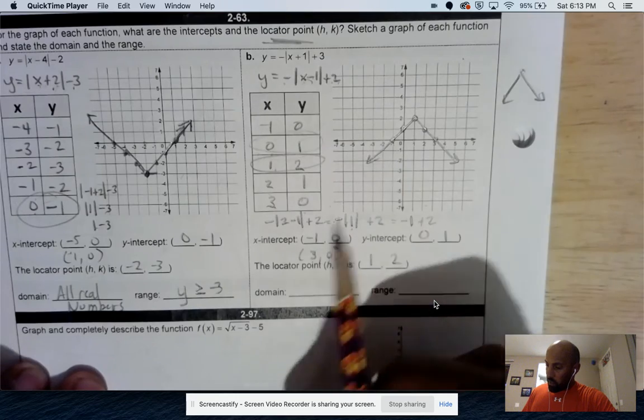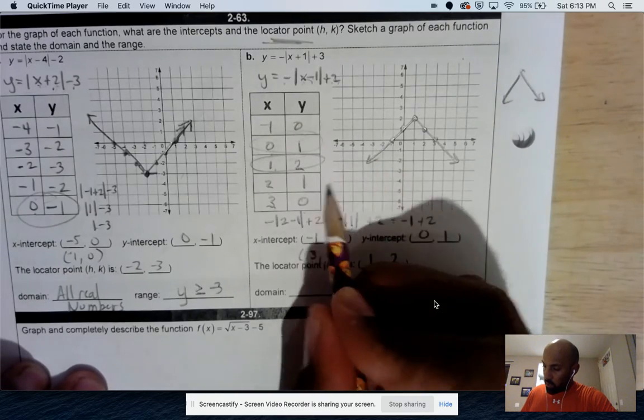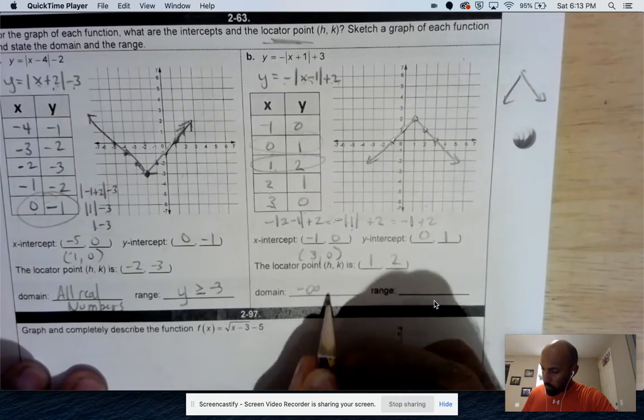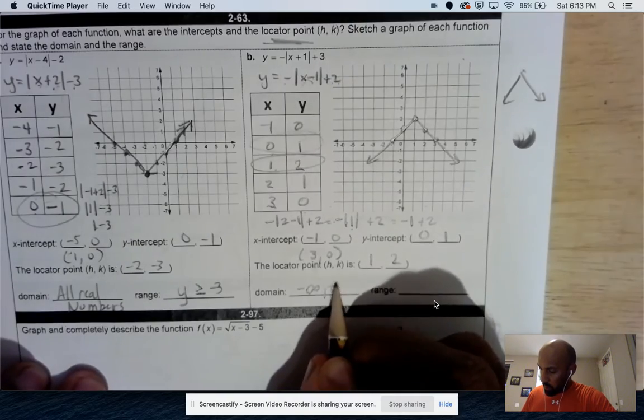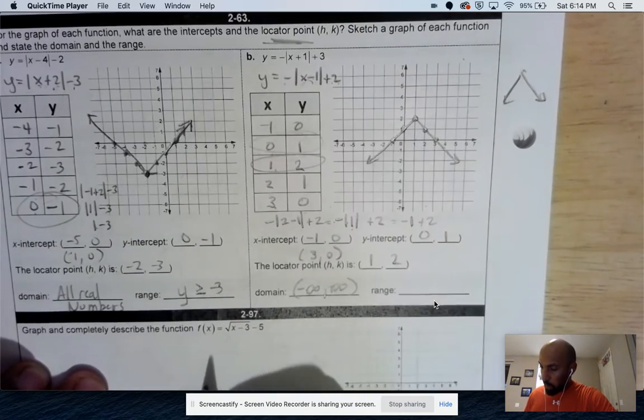And in this case, let's use set notation this time. So it goes forever to the left, so negative infinity. Forever to the right, which is positive infinity. And then you always put parentheses around that.